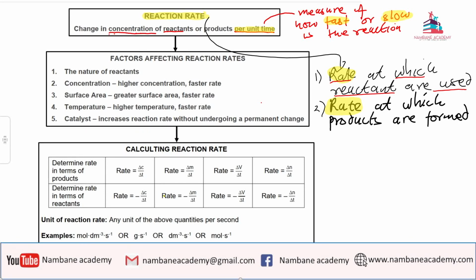If you are going to use the one of change in concentration, it will become easy for you to say change in concentration of reactants or products per unit time. It should not have per unit time as well as the rate. You will be penalized for that and you will not get the 2 marks that we intend on you getting.